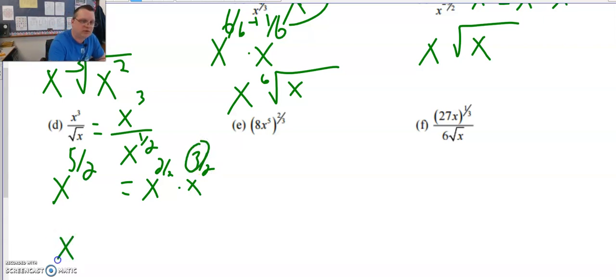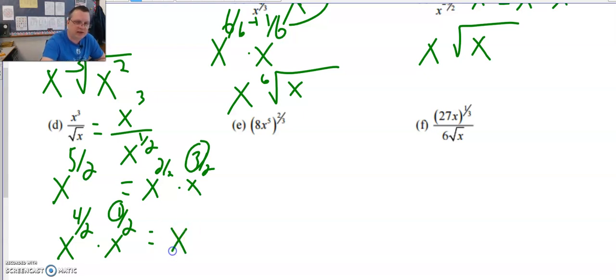So what you would do is x to the 4/2 times x to the 1/2, because that will give me a numerator that is smaller than the denominator. And x to the 4/2 is x squared, root x.